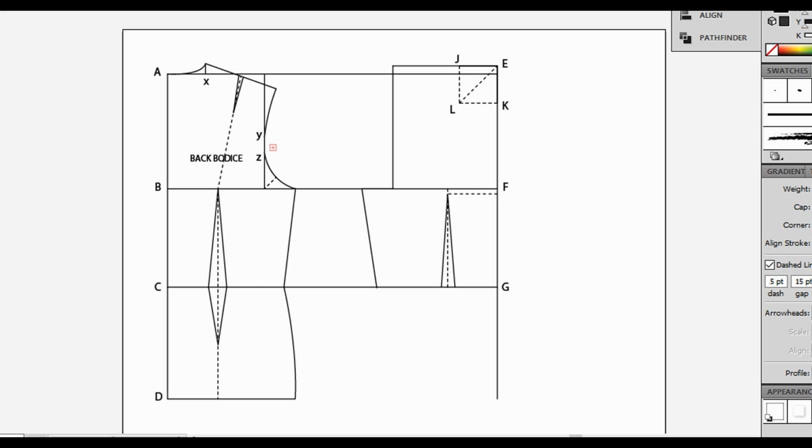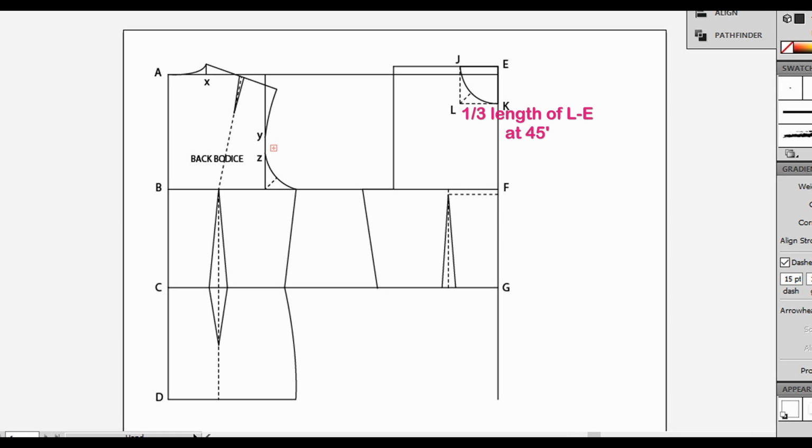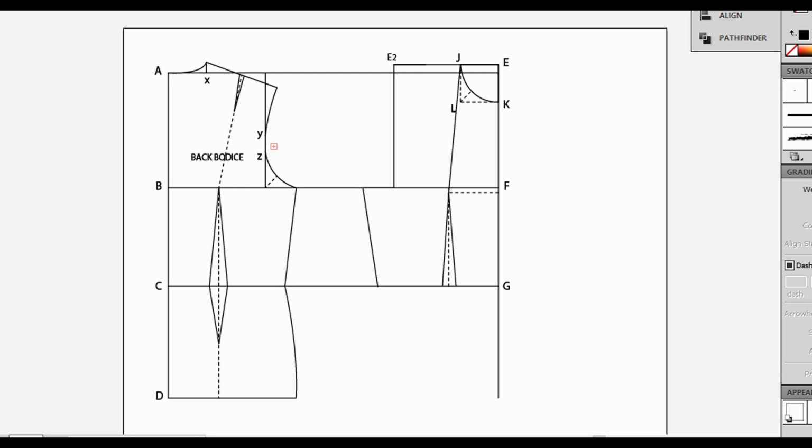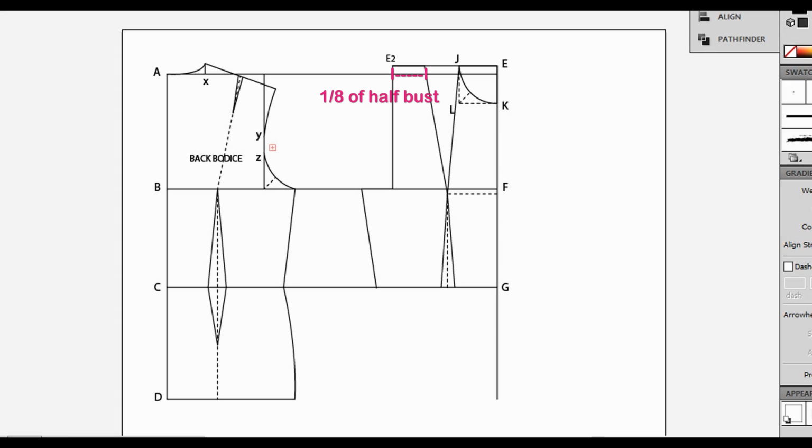Curve the line from J to K, 1/3 length of L to E. Then connect point J to the bust point at the tip of the earlier front dart. Mark 1/8 of half of the bust, 5.7 cm from E2. Then pull a line to the bust point to complete the bust dart.